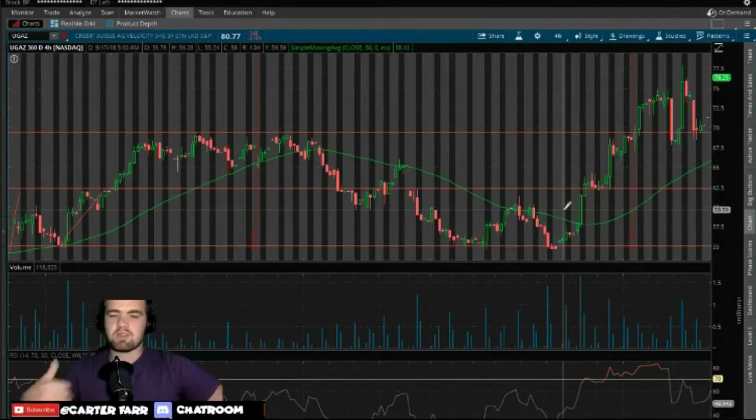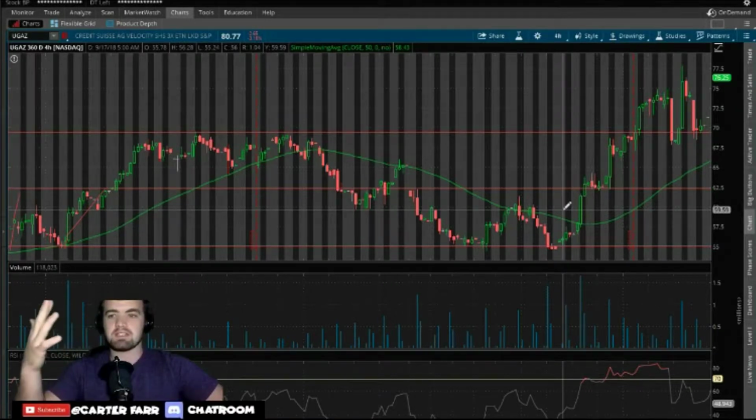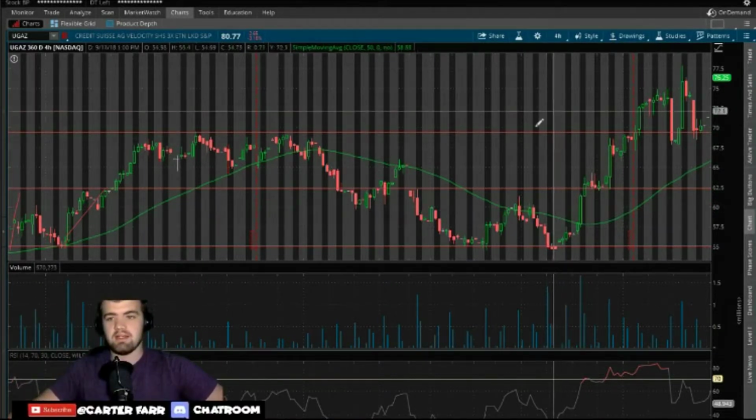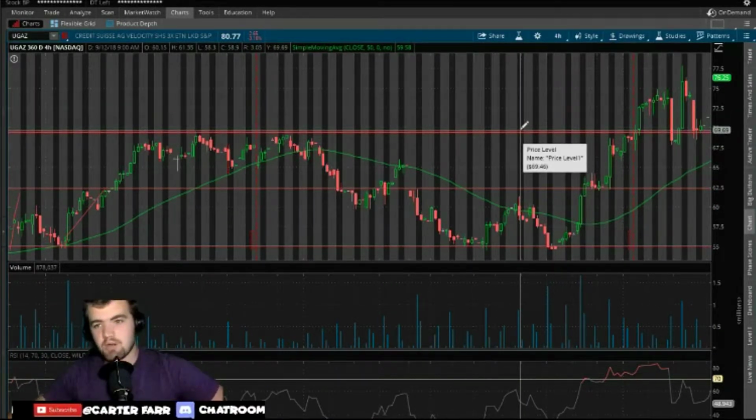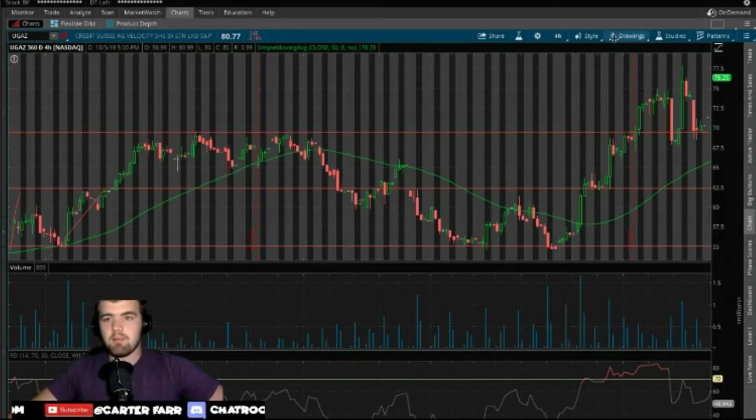It broke over the SMA line, some moving average line. So now there's really no other resistance points in the way other than this $70 mark. And just from there, you could make a significant amount of money.